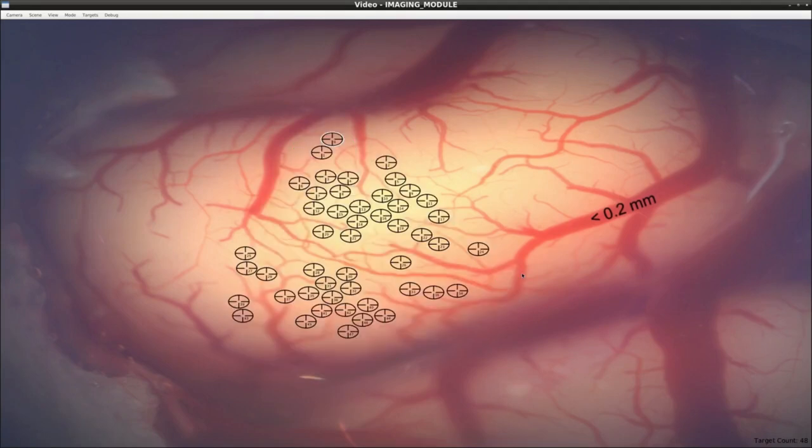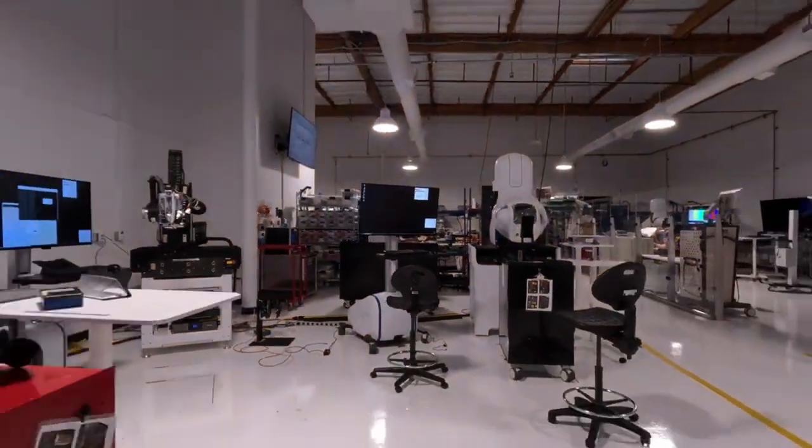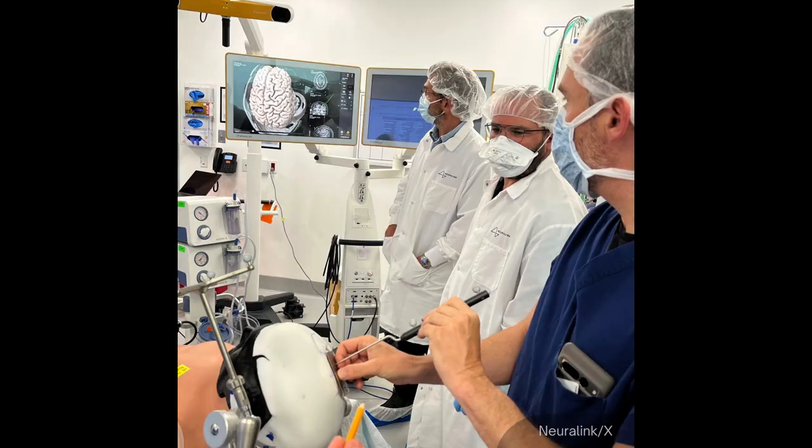How will the implant process go? The Neuralink chip is implanted in the brain using a minimally invasive surgical procedure. The chip is placed in the motor cortex, which is the part of the brain that controls movement. The procedure is performed under general anesthesia and takes about 2 hours.